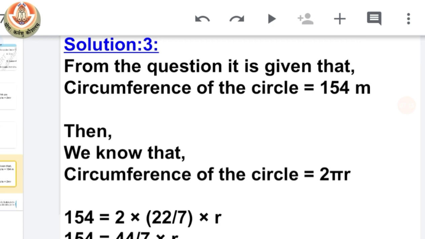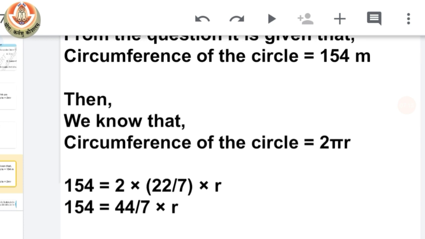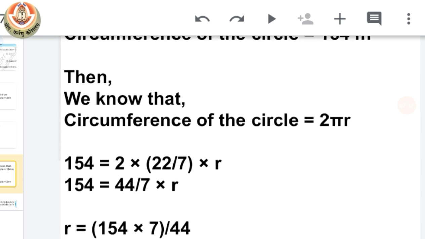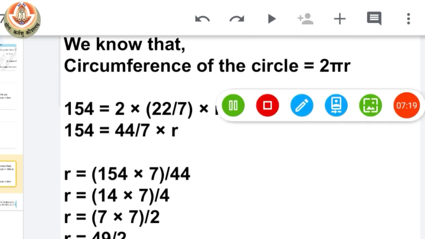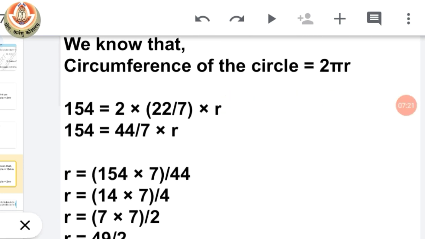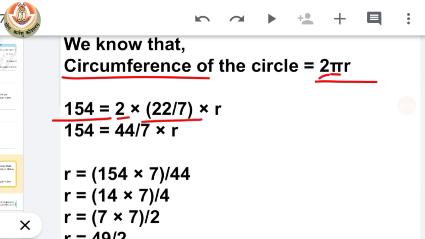From the question, circumference of the circle is given as 154 meter. So we have to use the formula for circumference of circle, which is 2 pi r, and we have to put all the given things, that is circumference which is given as 154, 2 in place of 2, 22 by 7 in place of pi, and we have to find the value for r, that is radius.